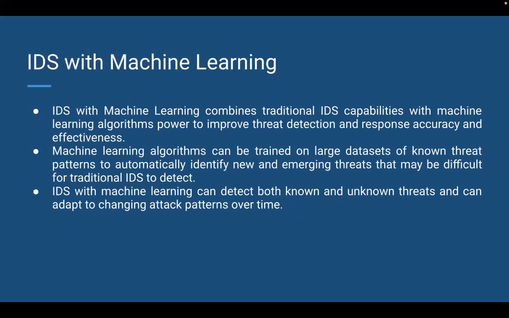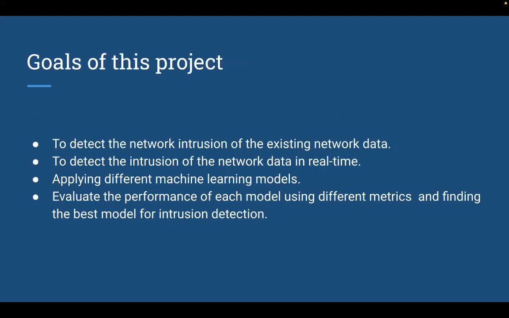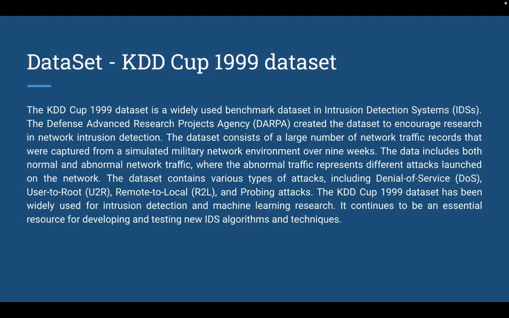So for deciding the machine learning models, I took different papers and conducted a literature review to decide which machine learning models are best for the intrusion detection system. The same literature review is attached in my report. Next, coming to the goals of this project. The goals are to detect network intrusions in existing network data as well as detect intrusions in real time, and also to apply different machine learning models, evaluate their performance, and find the best model for intrusion detection.